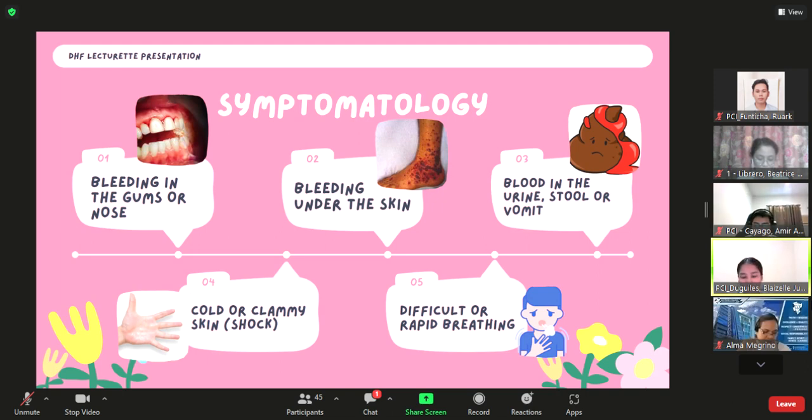Then the difficult or rapid breathing. So there was a study that 17.8% of patients with dengue fever had breathlessness as a symptom. So breathlessness may occur due to the pleural effusion, acute respiratory distress syndrome, pneumonia, metabolic acidosis, and dengue fever. Then next, we have the fatigue.